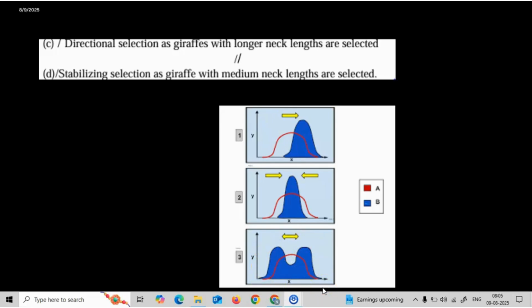So in the graph of the giraffe, there is some confusion, as the position is not at all mentioned. Some people will think it is in the middle. Some people will think it is pushed towards the end. So there is a position confusion. So we can conclude it as both directional selection, as the longer neck lengths are selected, or stabilizing selection, as the medium neck lengths are selected, because the positioning in the question is confusing. So let's move with the 2 option. Both are correct.